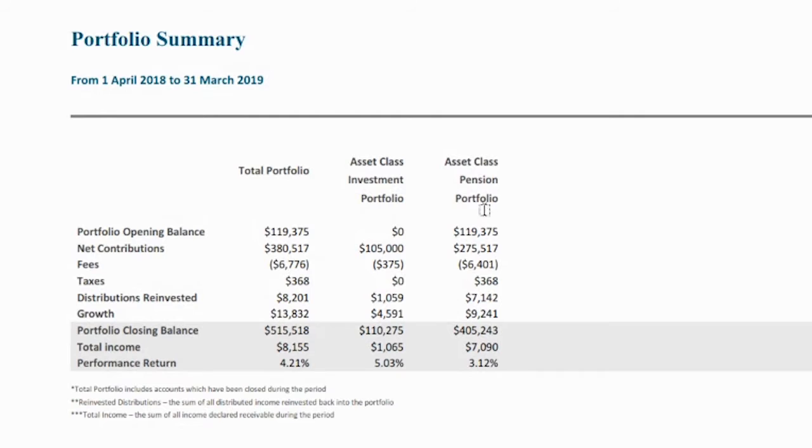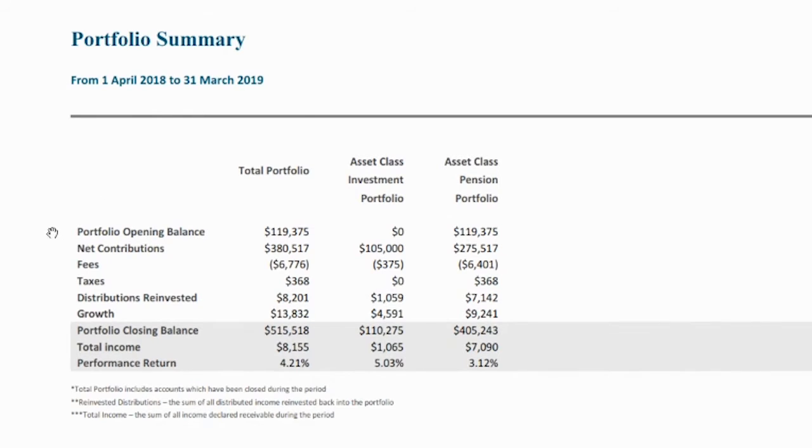The first page, the portfolio summary, provides you with a bit of a snapshot as to what's happened in your different portfolios over the report period. The dates of your report will always run for 12 months unless you've opened or closed an account during the period, in which case the figures will reflect the time that you held that account open for.